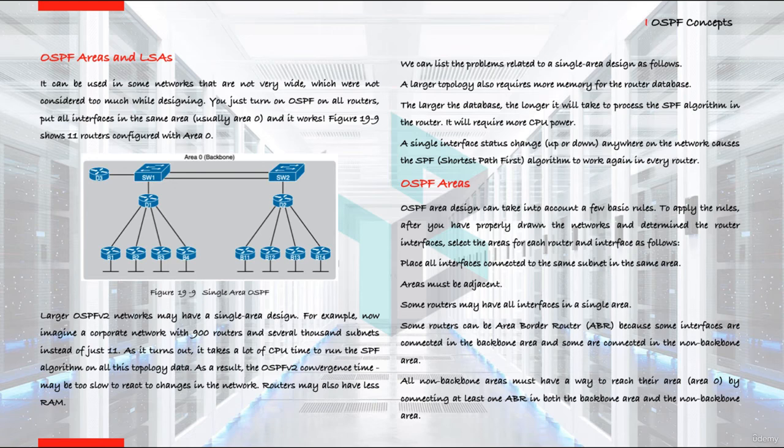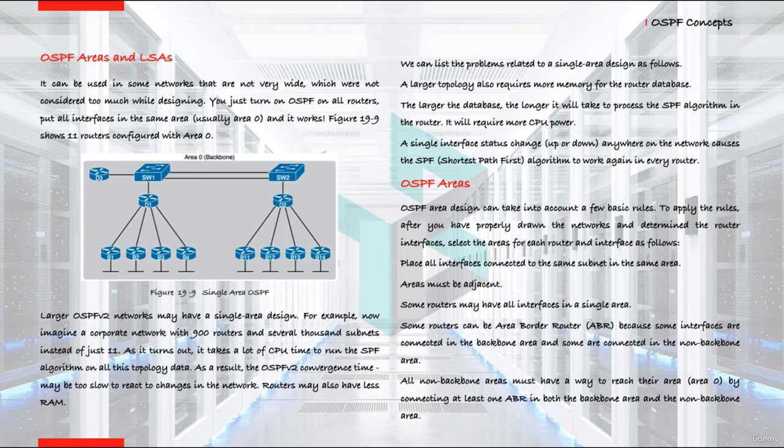To enforce the rules, after the networks are properly drawn and the router interfaces are determined, we need to select the appropriate area for each router and interface, and when choosing these areas, we need to pay attention to the following. We should place all the interfaces connected to the same subnet in the same area. We should design the areas as contiguous. Some routers may have all the interfaces in a single area, but some routers may be in different areas.